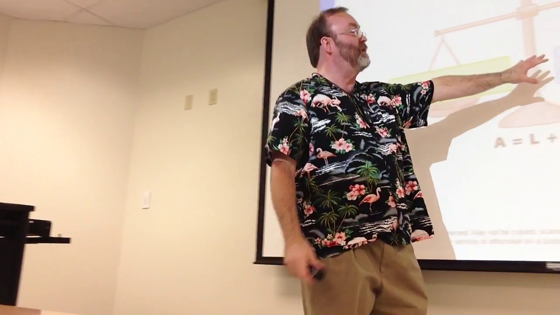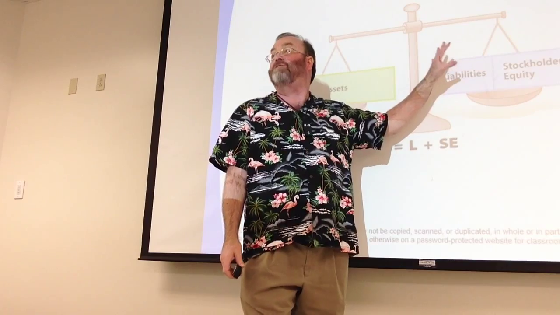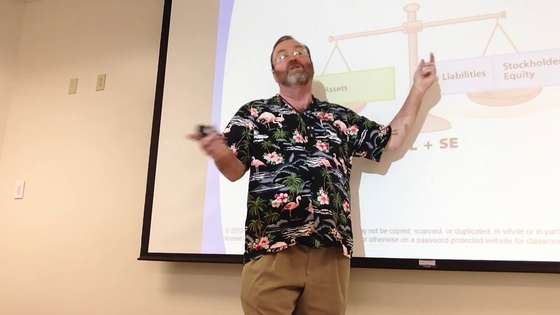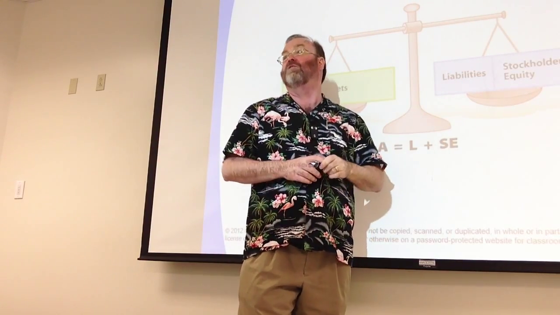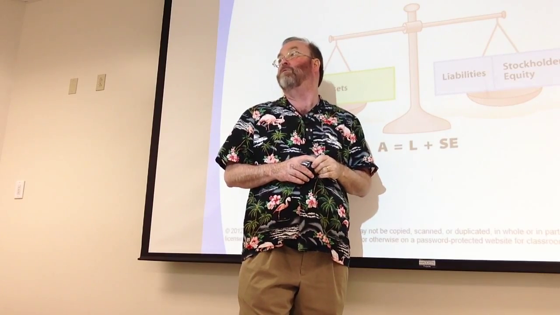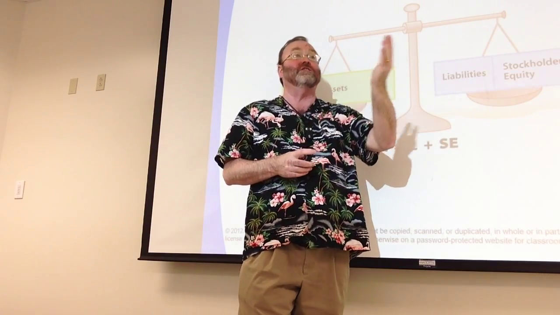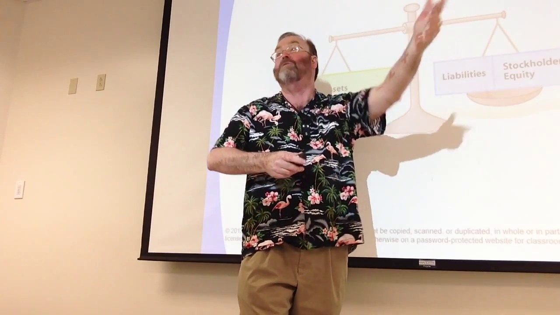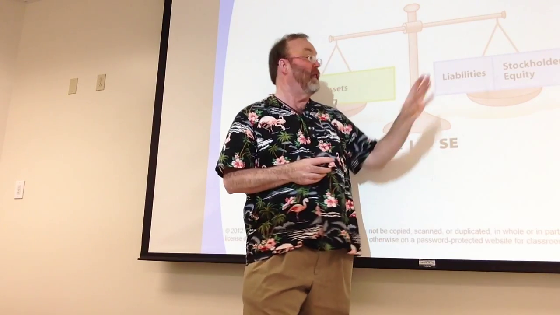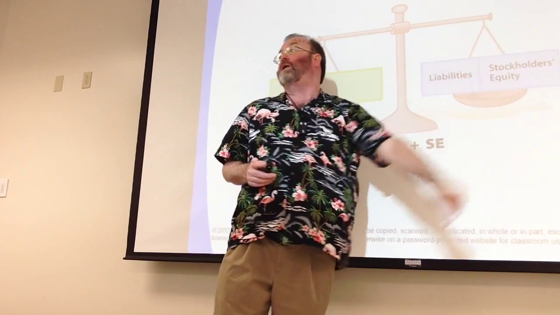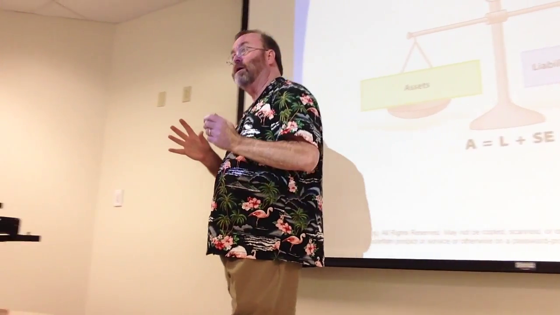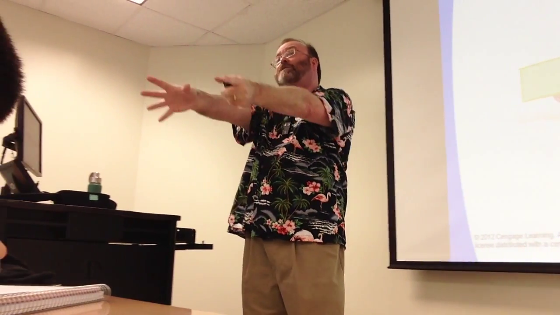Other people's monies are liabilities. This is the stuff that you borrow, either from a bank or from a vendor in the form of accounts payable, or from your employees if it's wages they've earned but you haven't paid them yet. Liabilities. Stockholders' equity is either all the money that the owners put into the business combined with the money that they left in the business. So it's all the common stock plus the retained earnings.